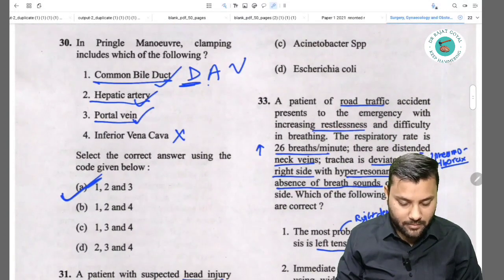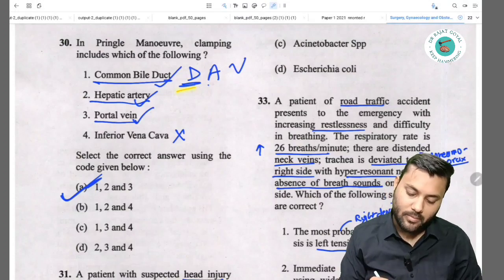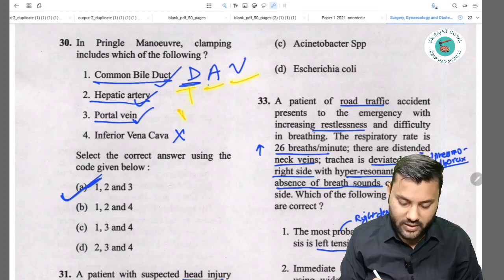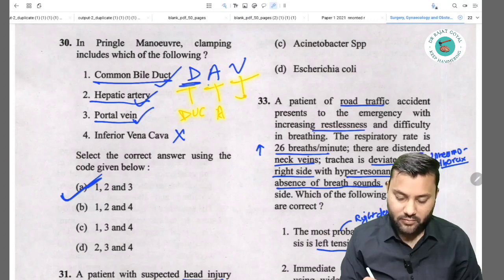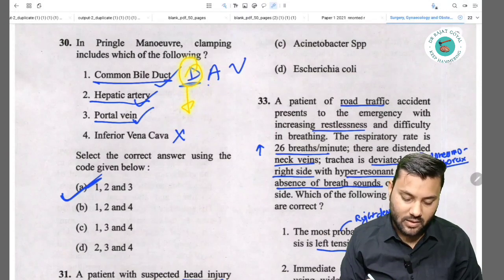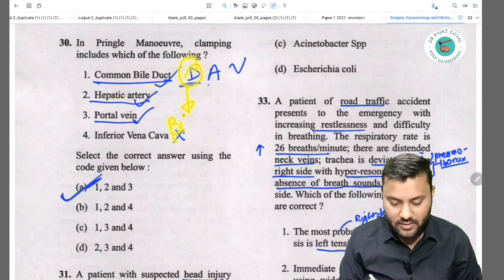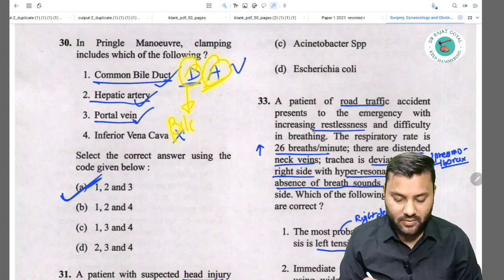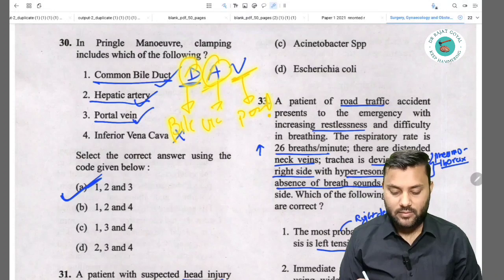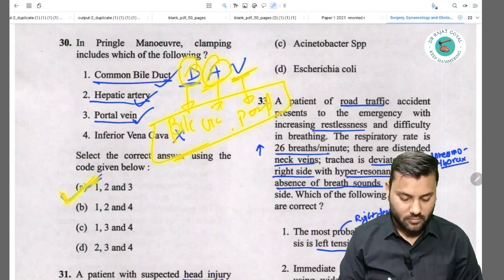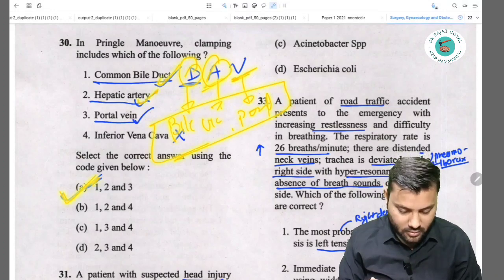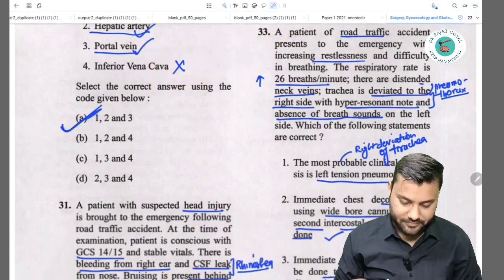In Pringle's maneuver, clamping includes which of the following? We have to remember it by DAV: D for duct, A for artery, and V for vein. One duct is there, which is the bile duct, one artery, which is the hepatic artery, and one vein, which is the portal vein. So the answer here will be 1, 2 and 3. Option A is correct.